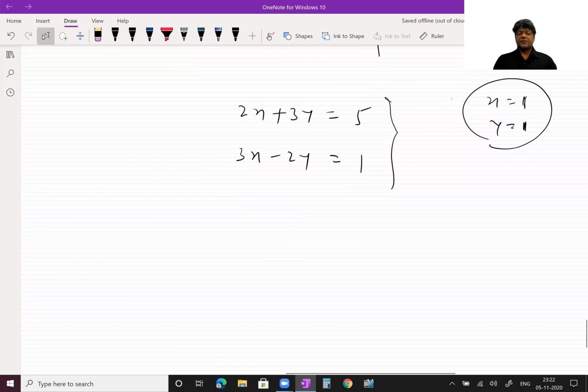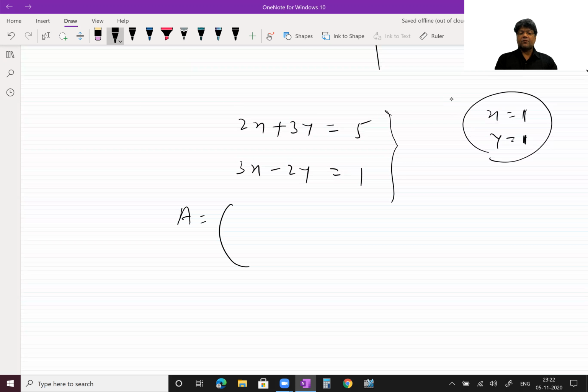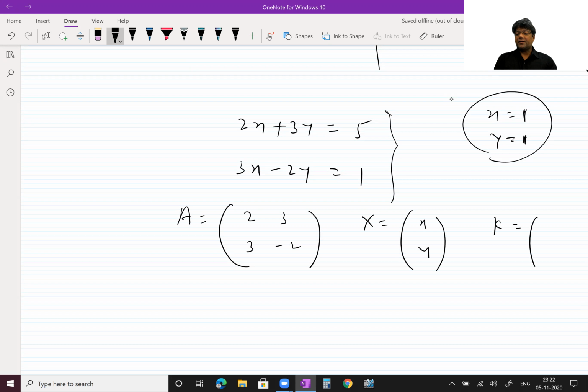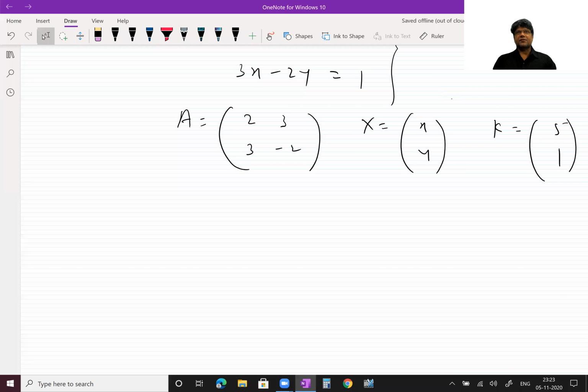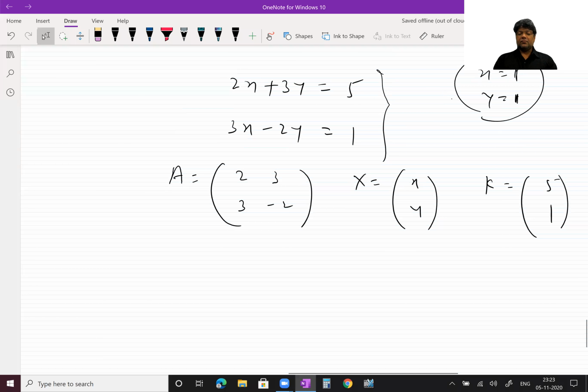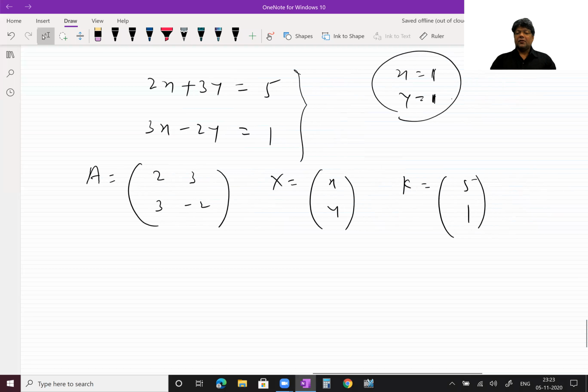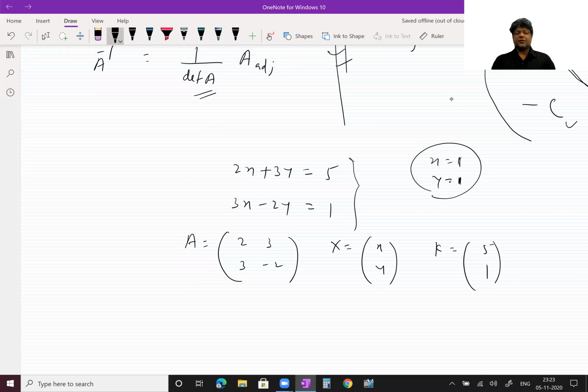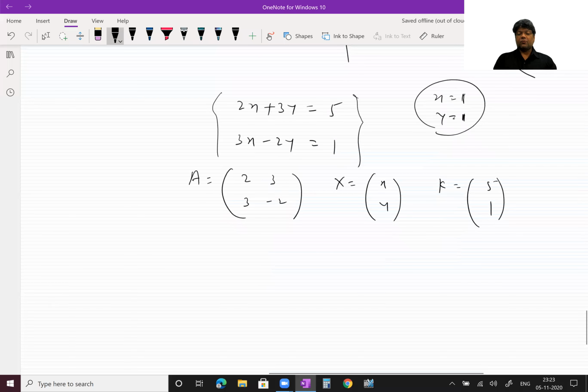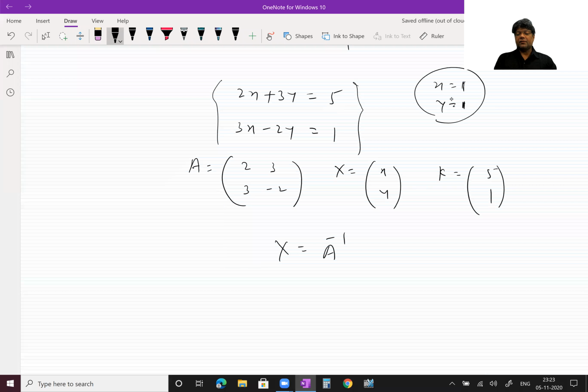So by matrix inversion method, what you have to do, guys? You will make a matrix of the coefficients, that is 2, 3, 3, minus 2. Then the matrix of variables, that is x, y, and then value matrix, that is 5 and 1. And then you know X can be given as A inverse into K. Not going to discuss, guys, that point, because if they ask this question, solve this by matrix inversion method, who will go to solve? That rule you remember? Yes, X is equal to A inverse into K. But we will not go by that.